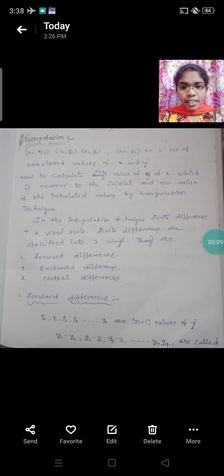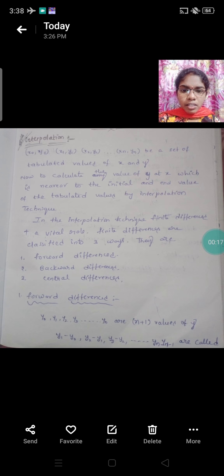Today my tech talk topic is interpolation. Let x0, y0, x1, y1, x2, y2, etc., xn, yn be a set of tabulated values of x and y. Now to calculate the values of y at x, which is nearer to the initial and end value of the tabulated values, we use the interpolation technique.